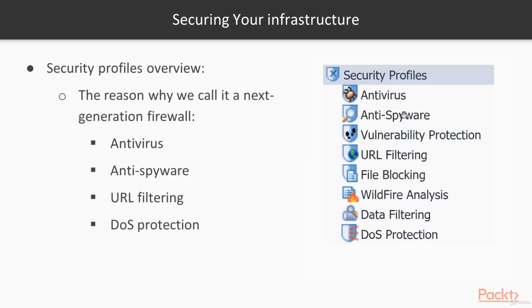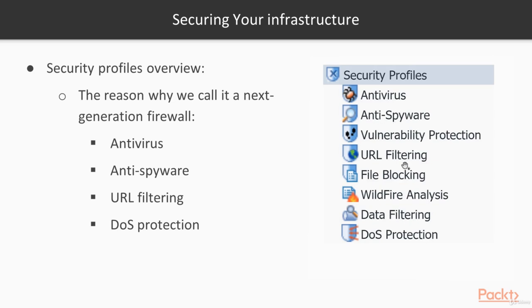Anti-spyware is very similar to antivirus. It's going to be looking for anything that matches possible spyware, and we'll either block it, monitor it, or whatever you want to do with it. If you want to monitor it and just be alerted about it, but not actually block it, you can definitely do that. Or you can just let the Palo Alto do the default actions, and we're going to take a look at that.